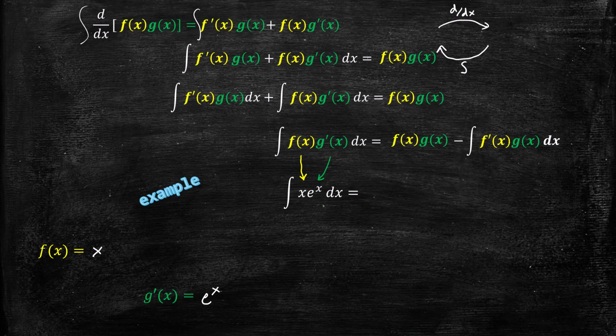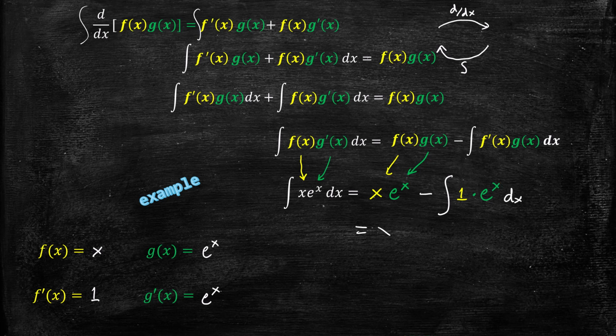Well, naturally, if we have those, we can figure out these. So f prime of x, the derivative of x, is 1, and the integral of g prime of x, which is g of x, will just be e to the x again. So according to this rule, we should be able to get this by doing f of x, which is x, times g of x, so e to the x. And then we have minus the integral, and f prime is 1, and g of x is just e to the x, dx.